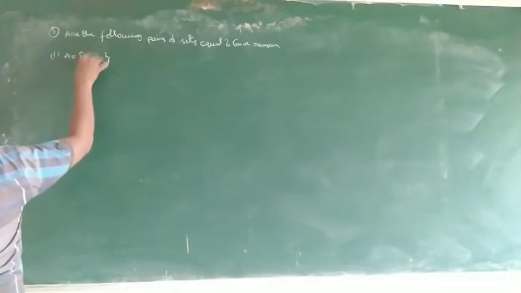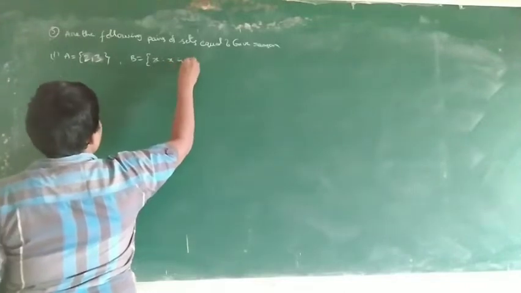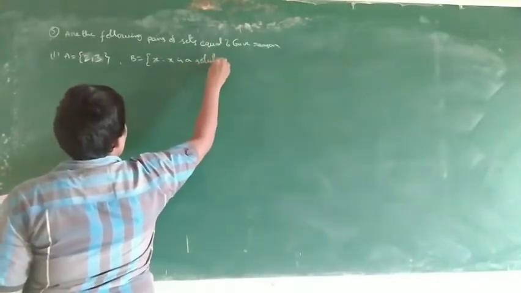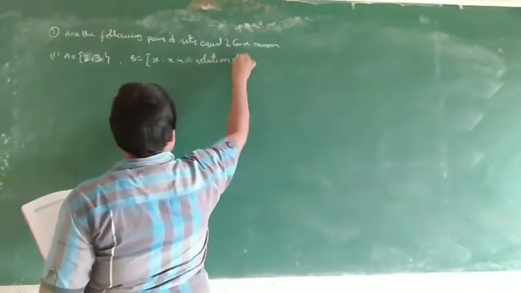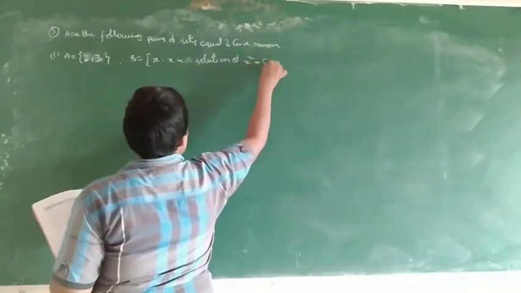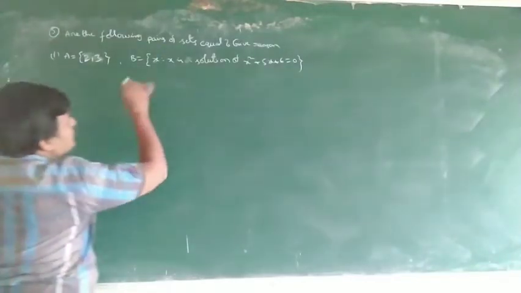A is equal to {2, 3} and B is equal to the set of x such that x is a solution of x square plus 5x plus 6 equal to 0. A is the roster form, and B is the set builder form. Are A and B equal or not?